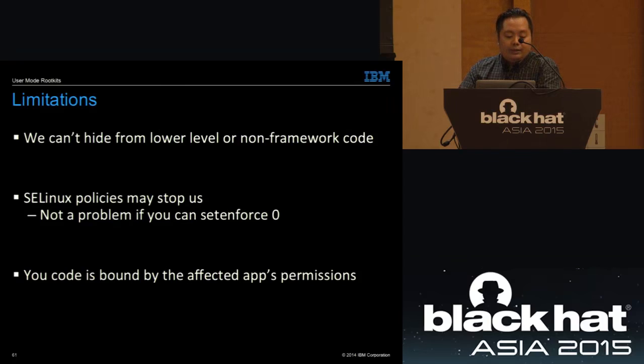Also, I mentioned this as an advantage earlier, but this can also be a disadvantage. Your code is bound by the affected app's permissions, so you can't do anything that's not allowed under the context of the app that you have affected. However, you can use this rootkit in conjunction with another malware that you wrote that has the permissions that you want, and you only use this rootkit to hide it. That's the workaround you can do.